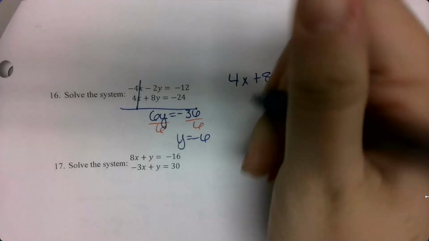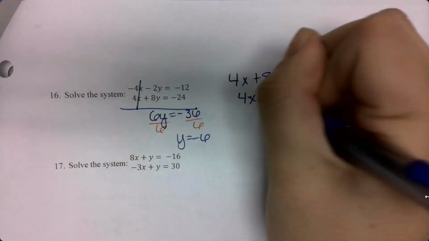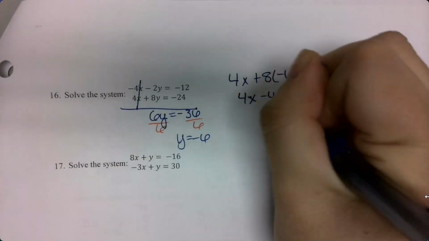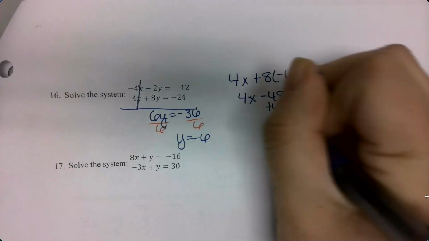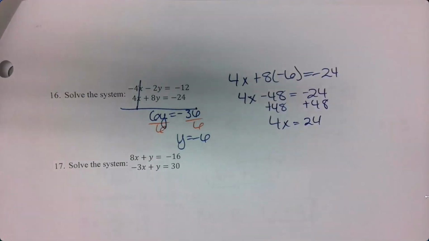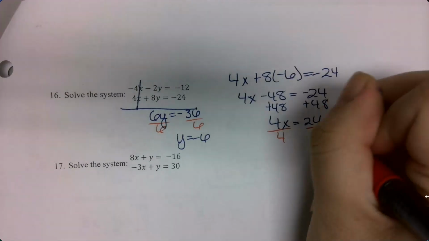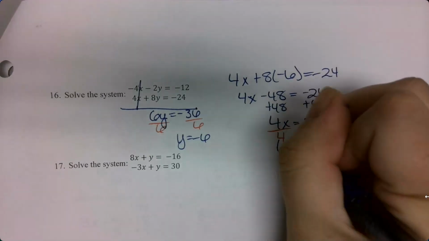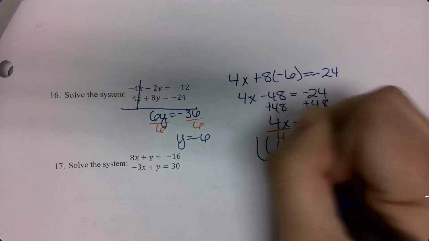8 times negative 6 is negative 48. I'm going to add 48 to both sides. I have 4x equals 24. Divide both sides by 4, and I get x equals 6. So my final answer here is 6 comma negative 6.